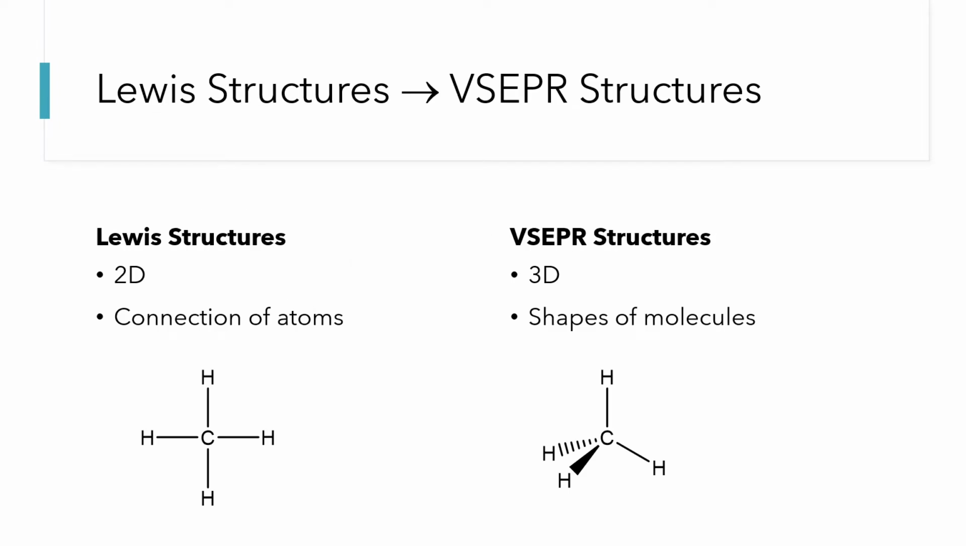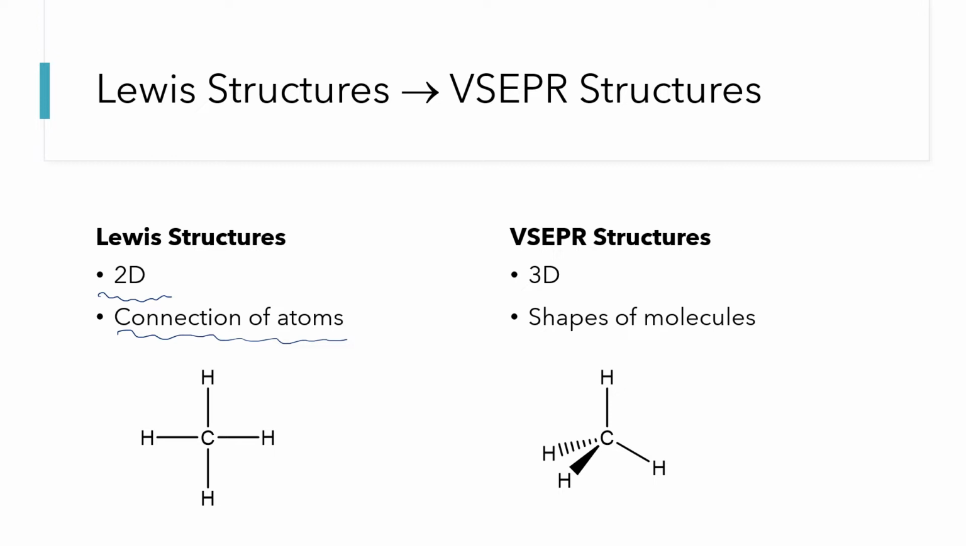When we go to draw VSEPR structures, we're going to start with a Lewis dot structure. The Lewis dot structures give us two-dimensional information about how the atoms are connected to each other. For instance, if we're going to draw the Lewis dot structure of methane, CH4, we would put the carbon in the middle, we would put the 4 hydrogens around it, and we'd arrange things so that hydrogen has its duet and carbon has its octet. And that results in the structure that we've drawn down here on the left. This structure shows us exactly what atom's connected to what other atom.